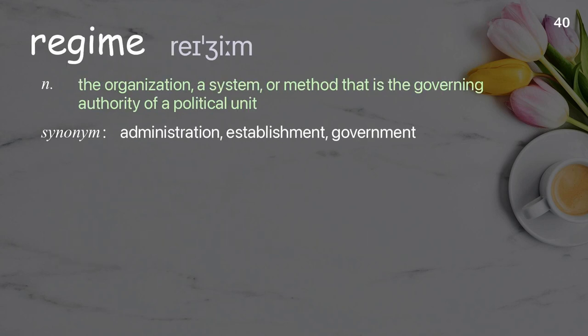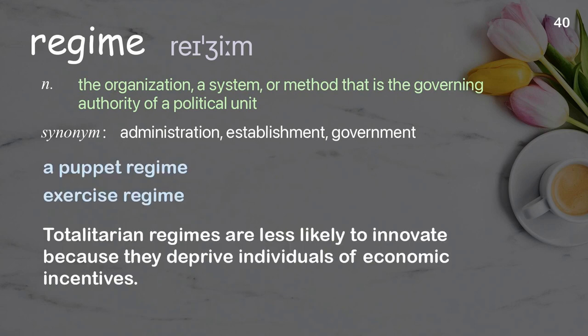Regime: the organization, a system, or method that is the governing authority of a political unit. Examples: a puppet regime, exercise regime. Totalitarian regimes are less likely to innovate because they deprive individuals of economic incentives.